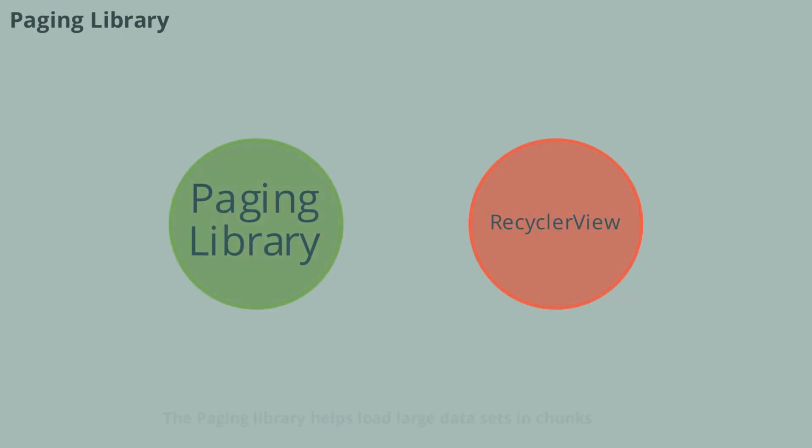The Paging library helps load large data sets in chunks, reducing memory usage and improving performance. It integrates seamlessly with RecyclerView, supporting infinite scrolling and efficient data updates. Paging is essential for apps displaying long lists or feeds.